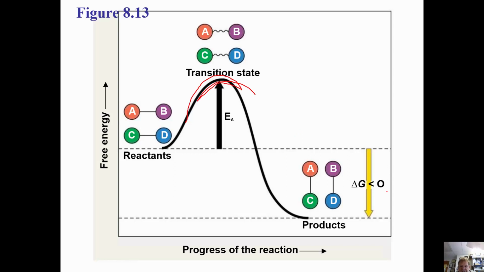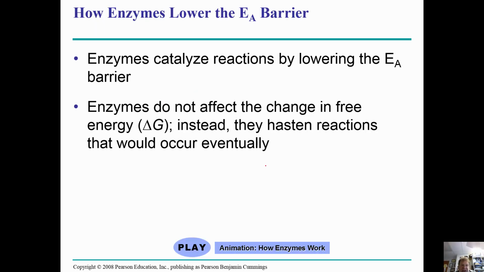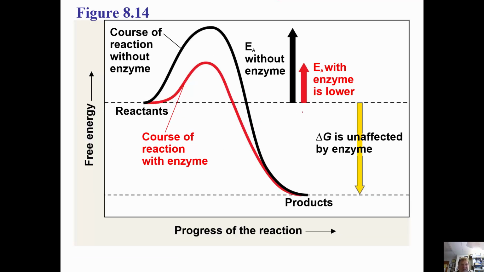So the delta G has to be less than 0 for it to happen. Enzymatic reactions occur because the enzymes lower the energy of activation barrier. So enzymes do not affect a change in free energy. Instead, they hasten reactions that would occur eventually.